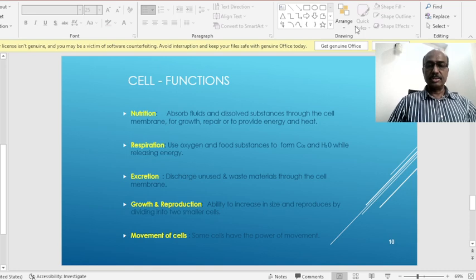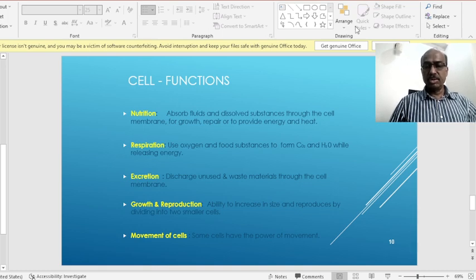Now come to cell functions. Friends, nutrition, respiration, excretion, growth and reproduction, movement of cells are the functions of cells. What is nutrition? Just understand, as a human being, we absorb fluids and dissolved substances through the cell membrane for growth, repair and to provide energy and heat.